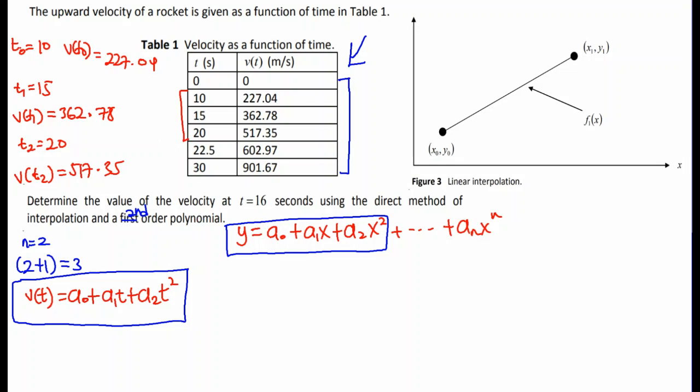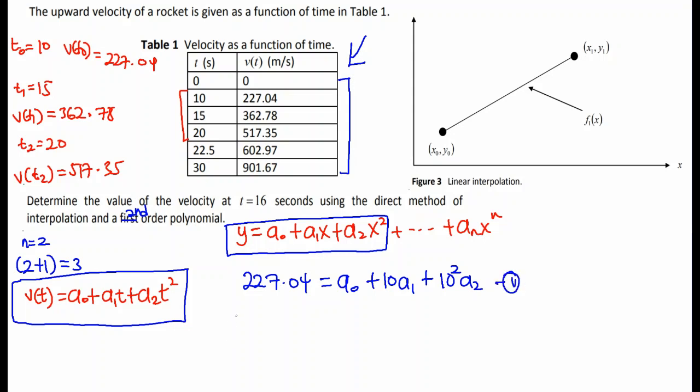Okay, so now let's go ahead and generate our 3 equations. For the first one, we're going to have v of t, 227.04, equal to a naught plus a1 multiplying t. Our t in this case is the t naught, which is 10. So a1 times 10, plus 10 squared multiplying a2. This will be the first equation.